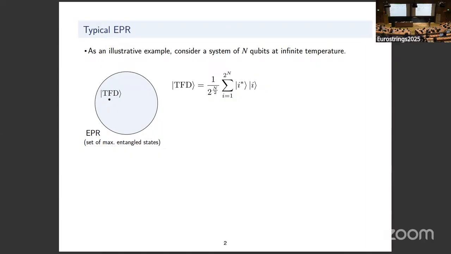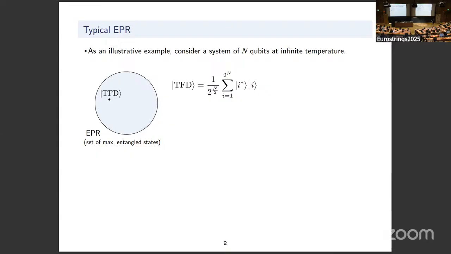In order to define what I mean by a typical or generic entangled state, let me illustrate the definition in the simplest case, which is a collection of n qubits at infinite temperature. If we take two such systems, two collections of n qubits, and consider maximally entangled states, we will generate a collection of states, which I'm referring to as EPR. This is essentially a set within the Hilbert space of the two systems of qubits, a subset of states. And the infinite temperature thermofield double is one such state.